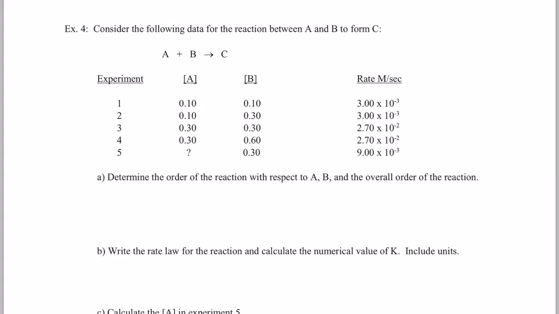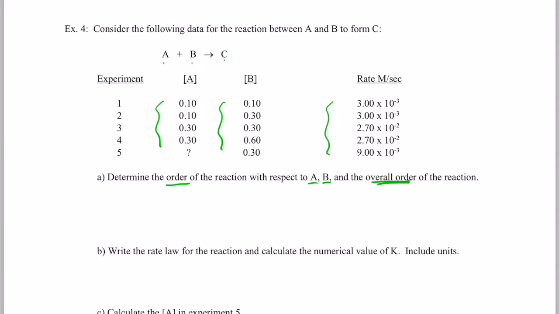All right, welcome back. Looks like we have a generic equation. A plus B makes C. Can't get any more generic than that. 5 experiments. Looks like I'm varying the concentration of A and B, and I have the rates measured in molarity units per second. So let's find the order of the reaction with respect to A, B, and the overall order now. Remember, the overall order is the sum of the individual orders, folks.